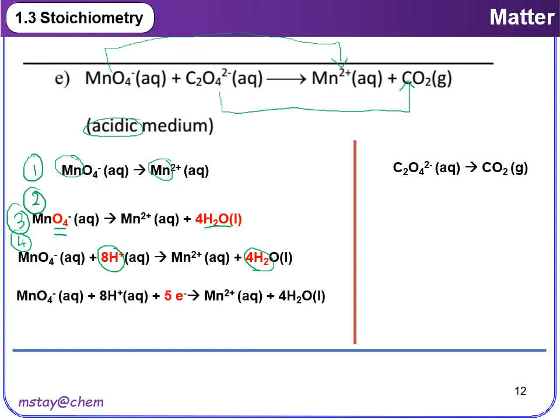Step number 5, balance the charge. Negative 1 plus 8 equals positive 2 plus 0. So it's very obvious that this side is more positive. So x will equal positive 2 minus 7, which is negative 5. That's why here we add 5 more electrons.